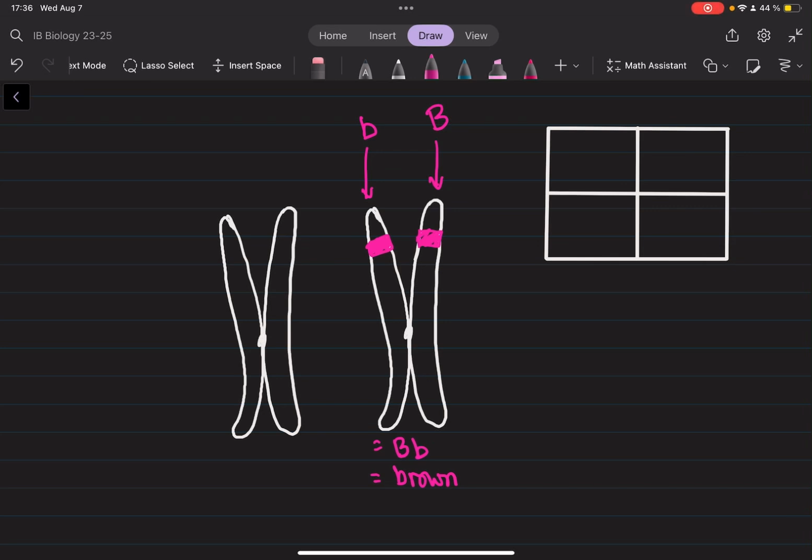So let's take another person and let's highlight the same gene, except this person has both chromatids with both blue.